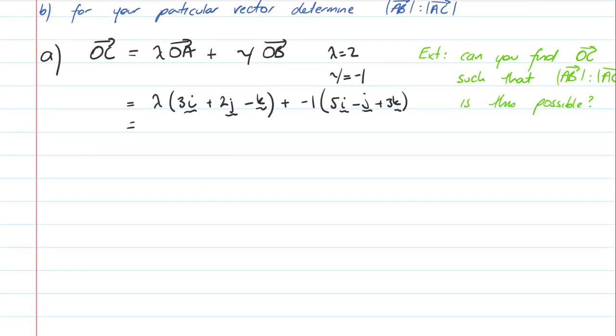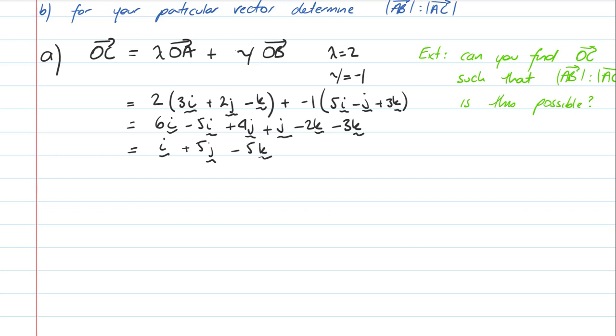And so now expanding and solving this, I'm going to sort that lambda, I just said this, 2, I get 6i minus 5i plus 4j plus j, that's good, and then minus 2k minus 3k, and I can simplify this, it gives me i plus 5j minus 5k, sorry. And so there's my vector OC that is collinear with, well, point C, which is collinear with A and B. And I can go through and prove as I need to.